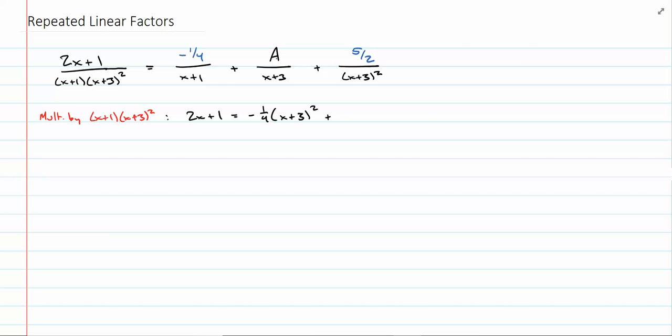When I multiply the second fraction times that common denominator, one of the x plus 3's will cancel. I'll have A times x plus 1, sorry, A times x plus 1 times x plus 3. When I multiply the third fraction times that common denominator, the x plus 3 squareds cancel. I'm just going to get 5 halves times x plus 1.